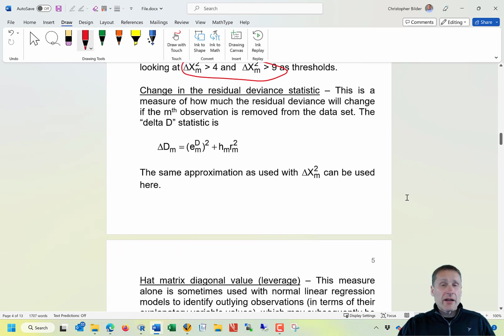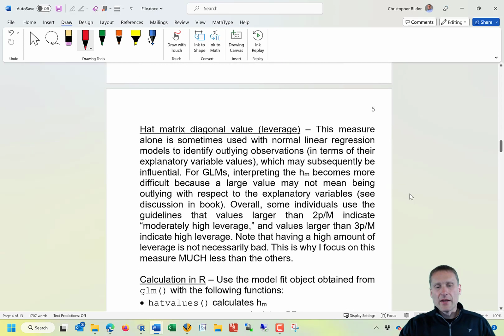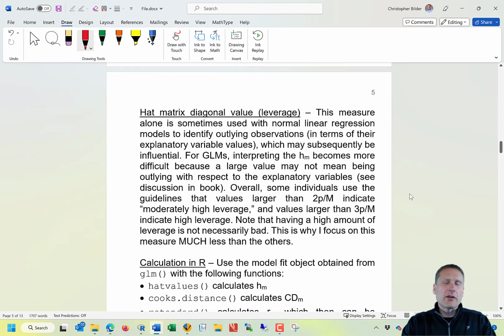In a very similar manner, you can look at the change in the residual deviance as well. There's what the statistics look like. Use the same thresholds that we have here. And lastly, one could go to the hat matrix diagonal values. We briefly have seen those described before. Let me give you a little bit more background on what you would learn about in a normal linear regression class to help understand what these measures represent.